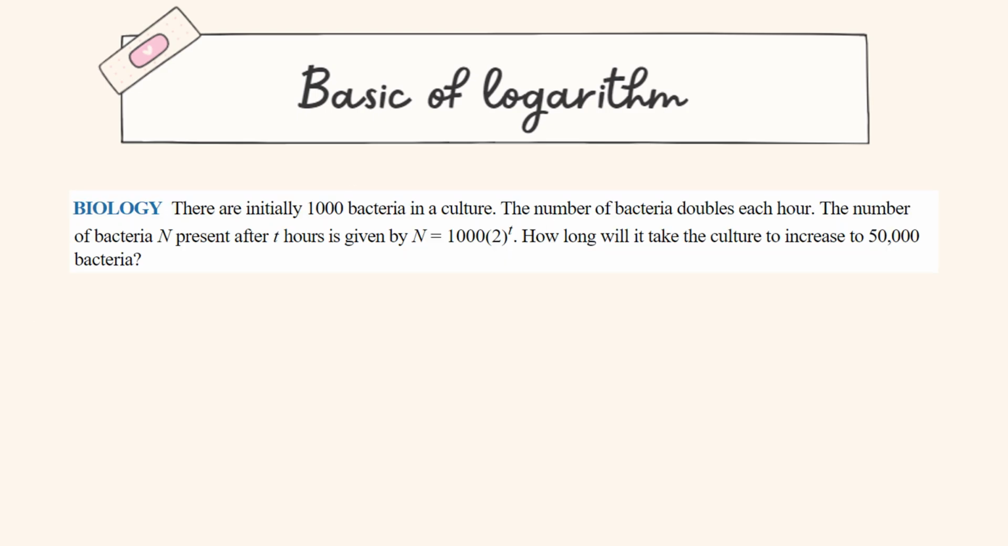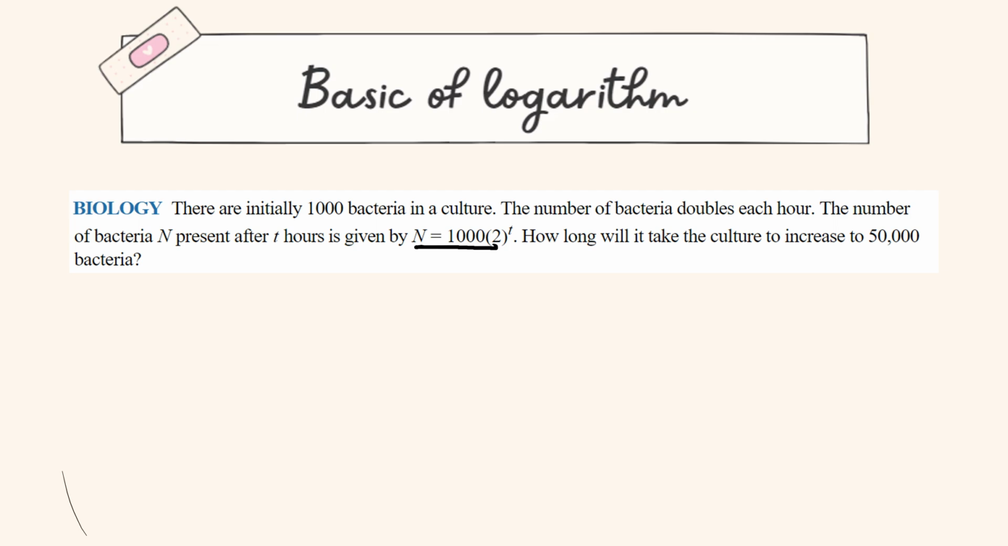So there are initially 1,000 bacteria in a culture. The number of bacteria doubles each hour. The number of bacteria n present after t hours is given. So we have a function here. How long will it take the culture to increase to 50,000 bacteria?